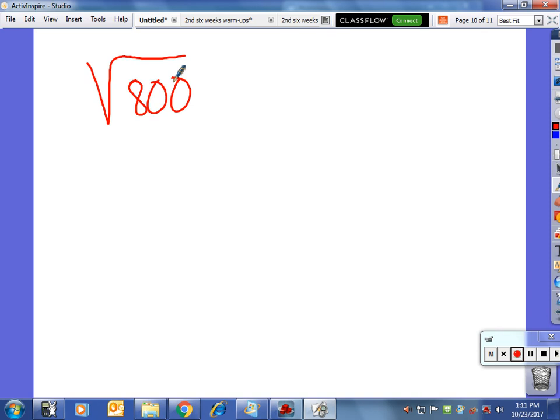800 is not a perfect square, no. But it does have some perfect square factors. More than one perfect square factor. Okay, this is how you check to see if you can divide by 3. Add the digits together. Okay, what's 2 plus 5? Can 7 be divided by 3? Then neither can 25.